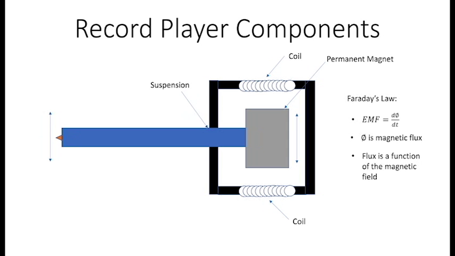Now, according to Faraday's law, a change in magnetic flux seen by a coil of wire can induce a voltage in that coil of wire. Since flux is a function of the magnetic field, this means that as the magnet oscillates between the two coils, a changing voltage will be induced into the coils. The two coils correspond to the two speakers, with the current from the left coil going to the left speaker and the current from the right coil going to the right speaker.